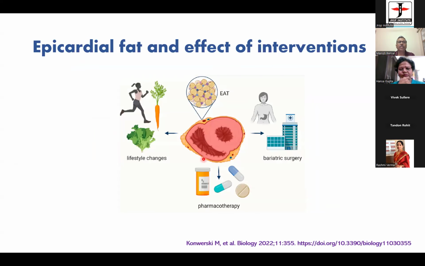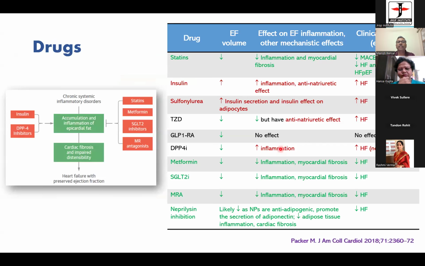And this also was mentioned by Rashmi, that through lifestyle measures, some drugs, bariatric surgery, we can reduce epicardial fat thickness. In drugs, there are many drugs which act on epicardial fat, but those drugs which reduce epicardial fat volume as well as reduce inflammation are helpful in reducing the risk of HFpEF or heart failure or MACE rates. Like statins, they reduce fat volume plus inflammation, so they are beneficial.